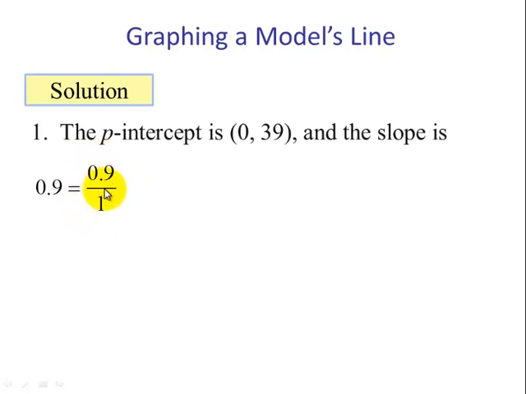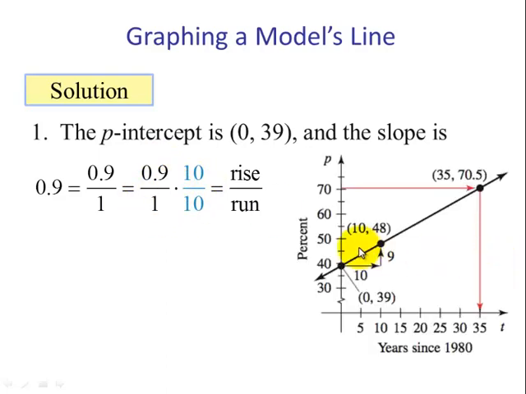Now this would be hard to graph on graph paper, so we can multiply 0.9 over 1 by 10 over 10, because 10 over 10 is the same thing as 1. If you multiply by 1, you're not changing the number. That gives us a rise of 9 and a run of 10. So if we go to our y-intercept, which is 39, we're going to run a positive 10, and we're going to rise a positive 9.